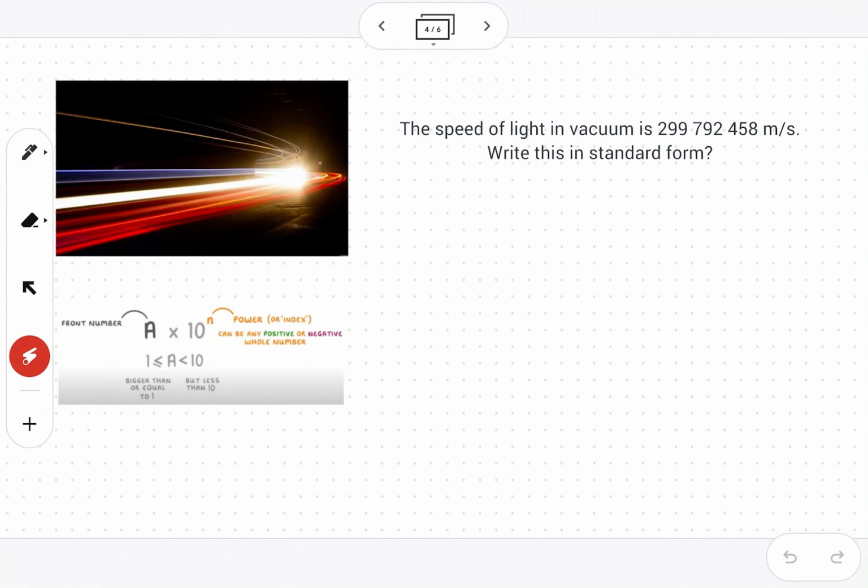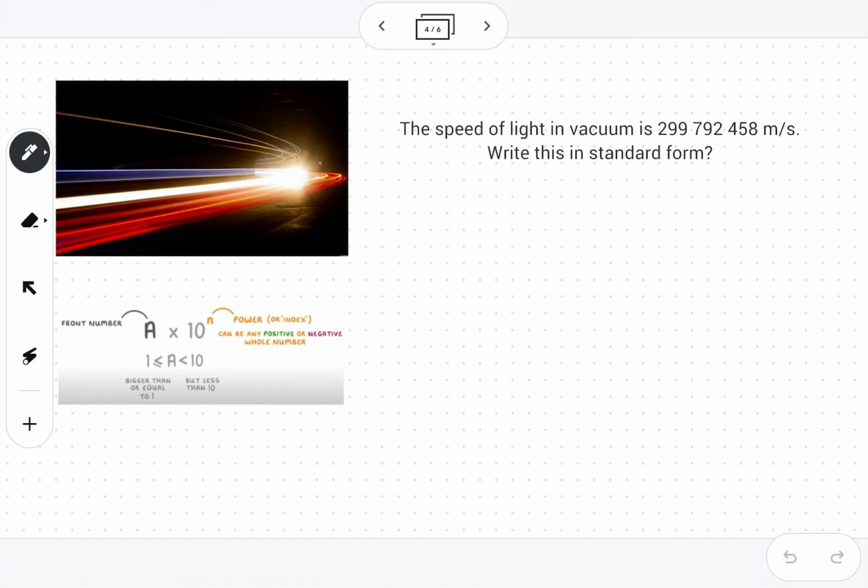Example number 1. The speed of light in vacuum. Speed of light is how fast light can go in a vacuum. Vacuum means there are no particles in it. It's empty. So the speed of light in vacuum is 299,792,458 meters per second. So it can go this far in 1 second. That's really fast. Okay, write this in standard form.